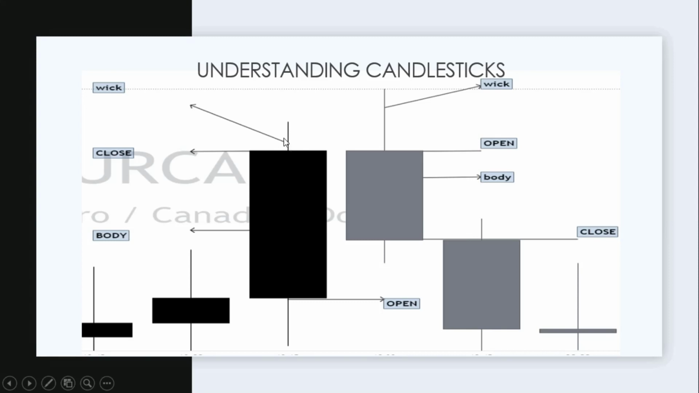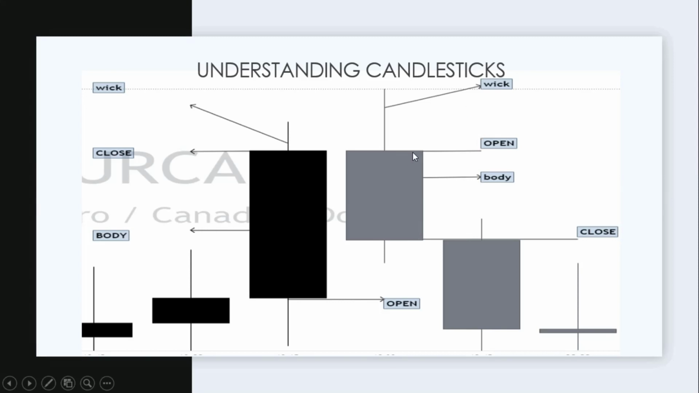So on top of this, we have wicks. We call them wicks, tails, or shadows. They have different names, but you don't have to worry about the names. As you can see, guys, they differ. The buying power has its close on top, and the selling power has its close down below. The opening price is at the bottom for the buying power, and the opening price for the selling power is on top. So that's the difference.